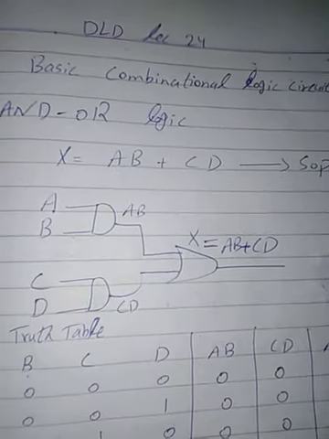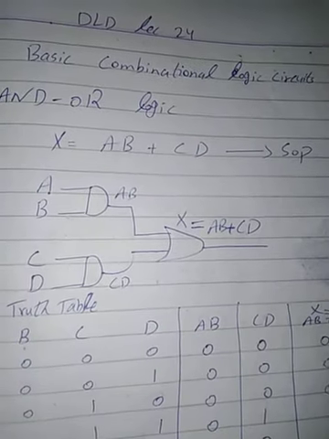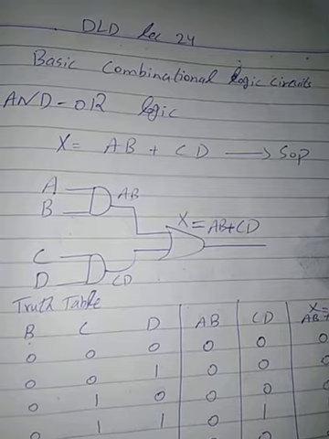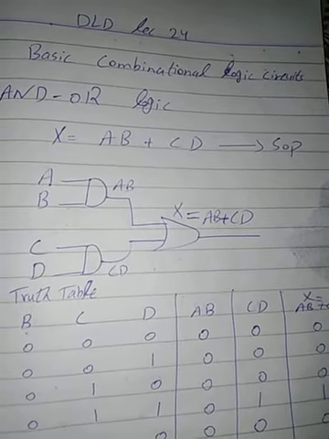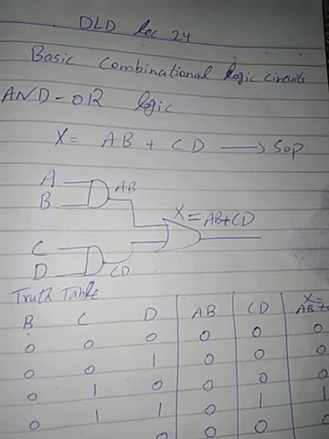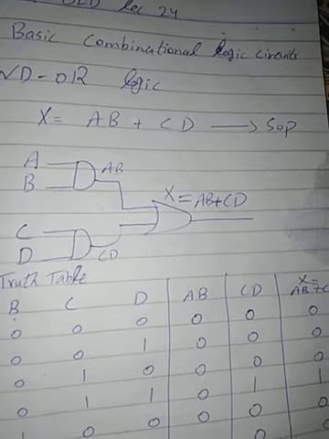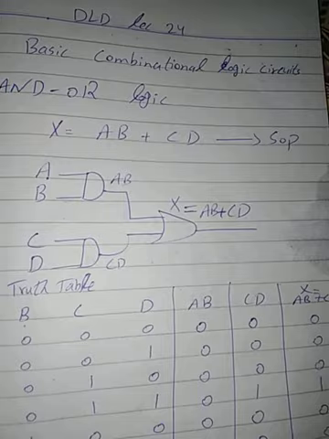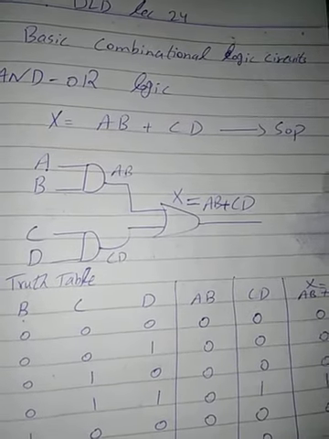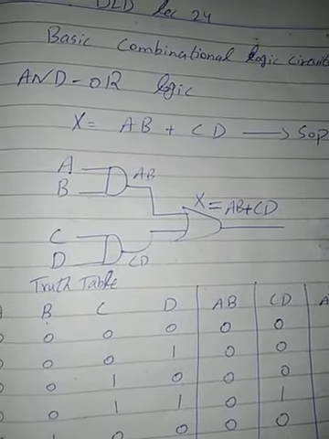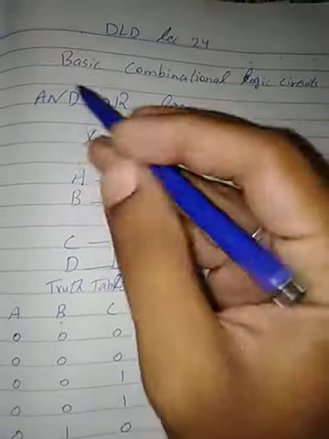Today is DLD lecture 24. The topic is the basic combinational logic circuits. The combinational logic circuits contain logic gates like AND, OR, NOT, NAND, NOR, whatever the gates are. Using their combination, we construct or draw a circuit. First of all, the first logic is AND OR logic.